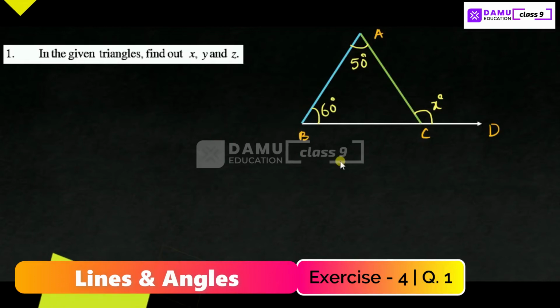In this module we are going to discuss the first question, our next exercise. In the given triangles, find out x, y, z. So here they are given x degrees. Actually, it is the outside angle, it is there like this.